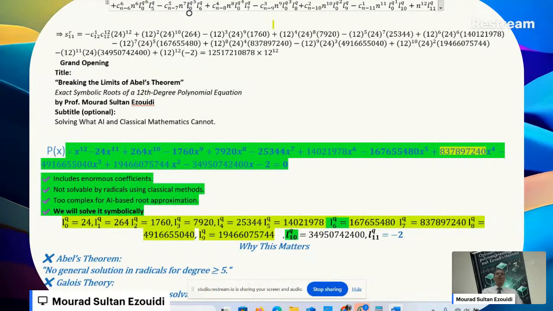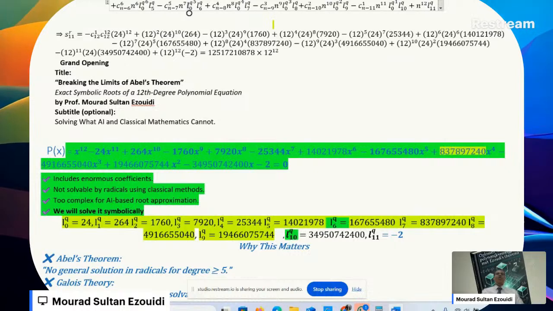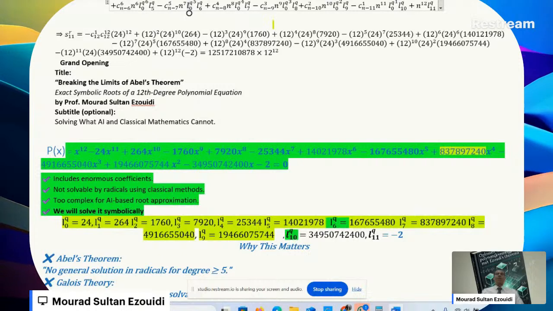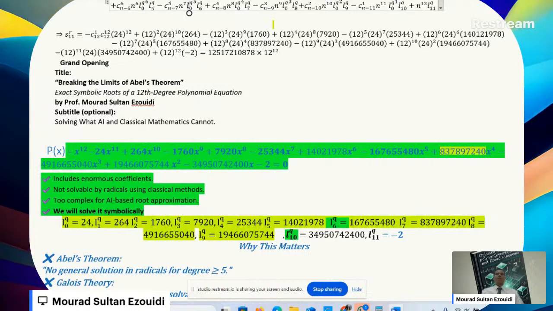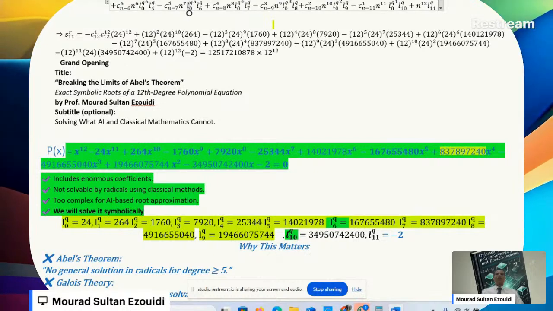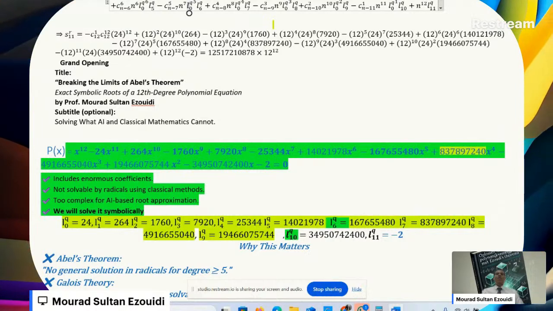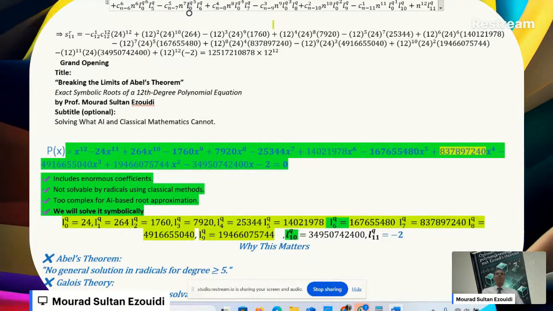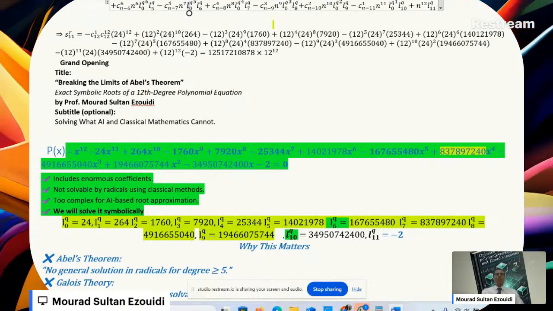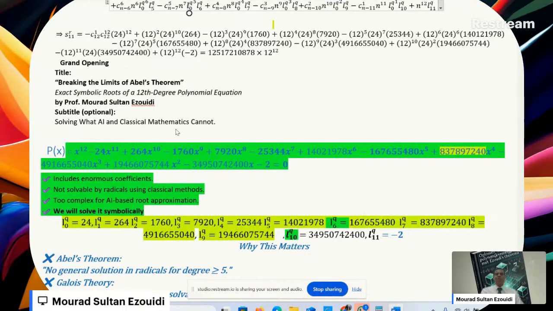Even AI, artificial intelligence like DeepSeek and ChatGPT, are powerful machines that work with algorithms, but when they do their best to solve this 12-degree equation, not only this one but many n-degree equations, they confess that they cannot solve them without using classical methods. So here you can see we are solving what AI and the classical method cannot.